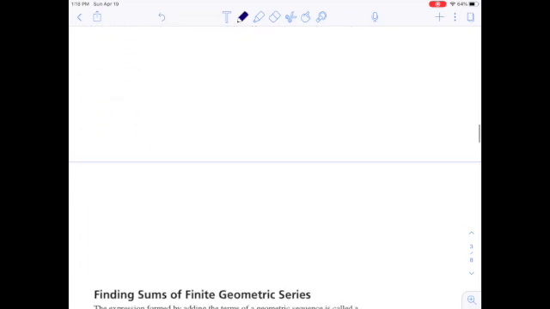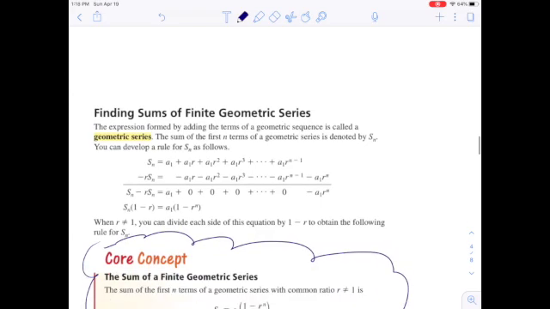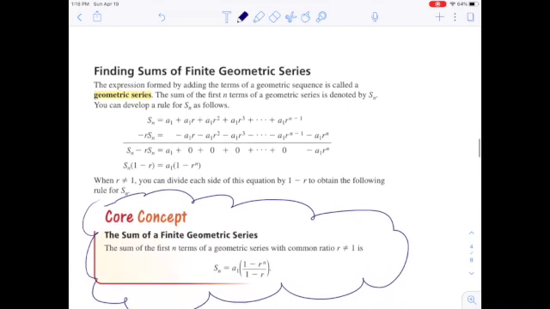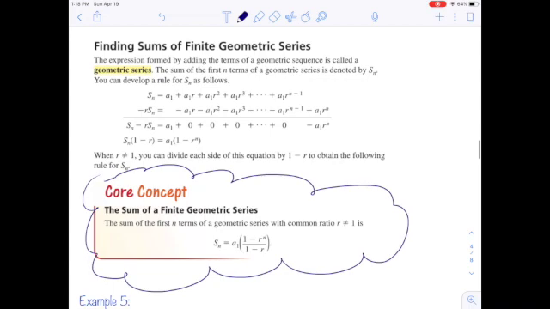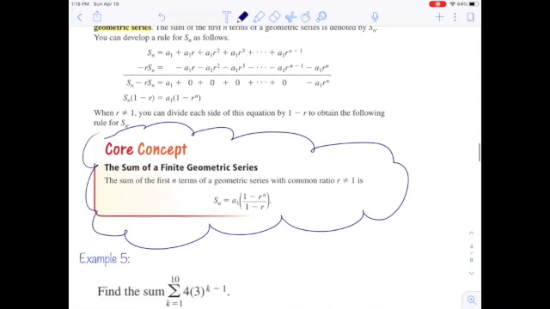Now, just like in arithmetic sequences, we could find arithmetic series by taking all the terms and adding them. So that's the sum of a finite arithmetic series. Now we can do the same thing with our geometric series. So when you take an expression formed by adding the terms of a geometric sequence, it's called a geometric series. Pretty much you're taking all your terms and you're adding them all together now.